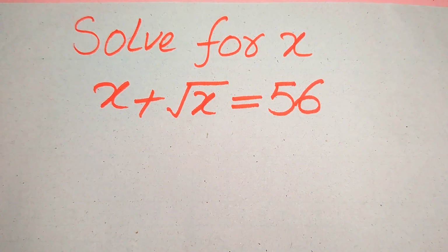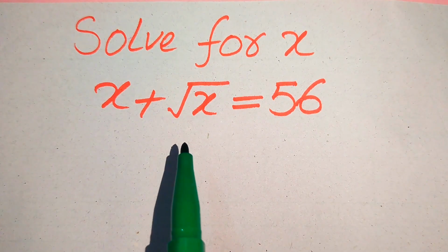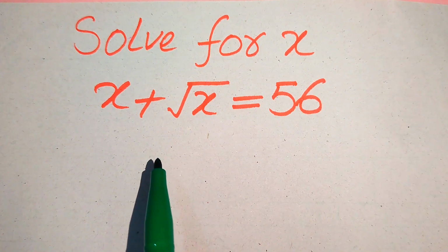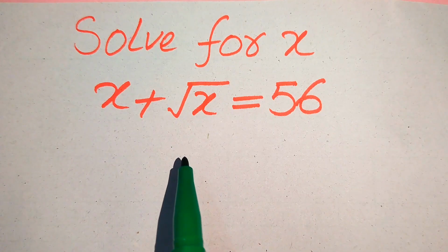Hello everyone, how to solve this problem for the values of x if we have x plus square root of x is equal to 56, and we solve this problem for the values of x. So here first we need to find the domain of this equation.